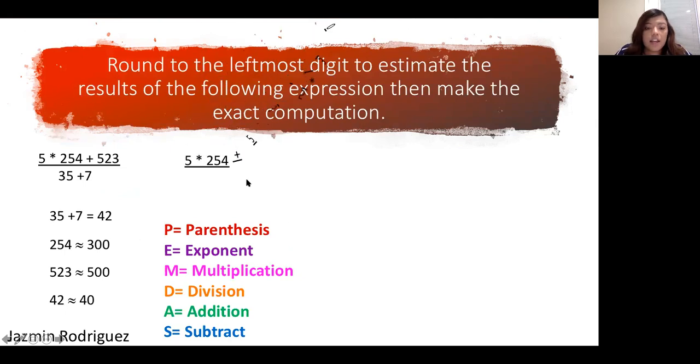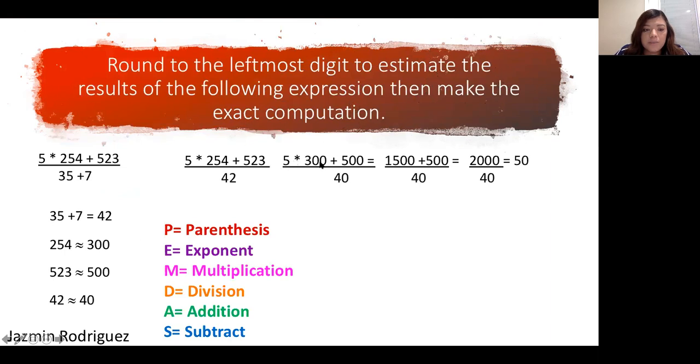So we'll go ahead and do our computation first. We'll do 5 times 300, which is 1,500. And then the next thing in the order of operations is addition. So we'll go ahead and add our 500 to it, which is 2,000. And then we finally can go ahead and do our division by our denominator. So when we do 2,000 divided by 40, we get 50.